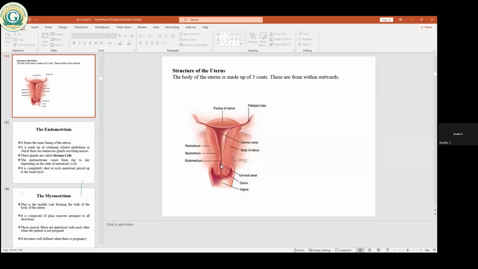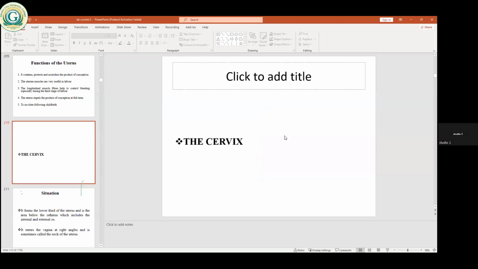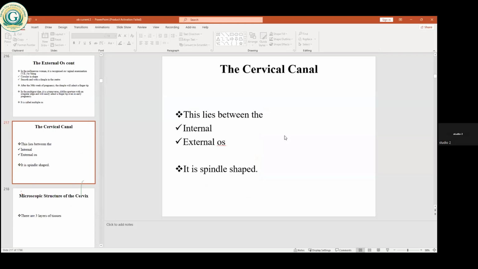Internal os leads to the cavity. External os leads into the vagina. So that is the canal. And this cervical canal has an internal and an external os, we'll talk about that. And then it's spindle shaped, it's not straight.